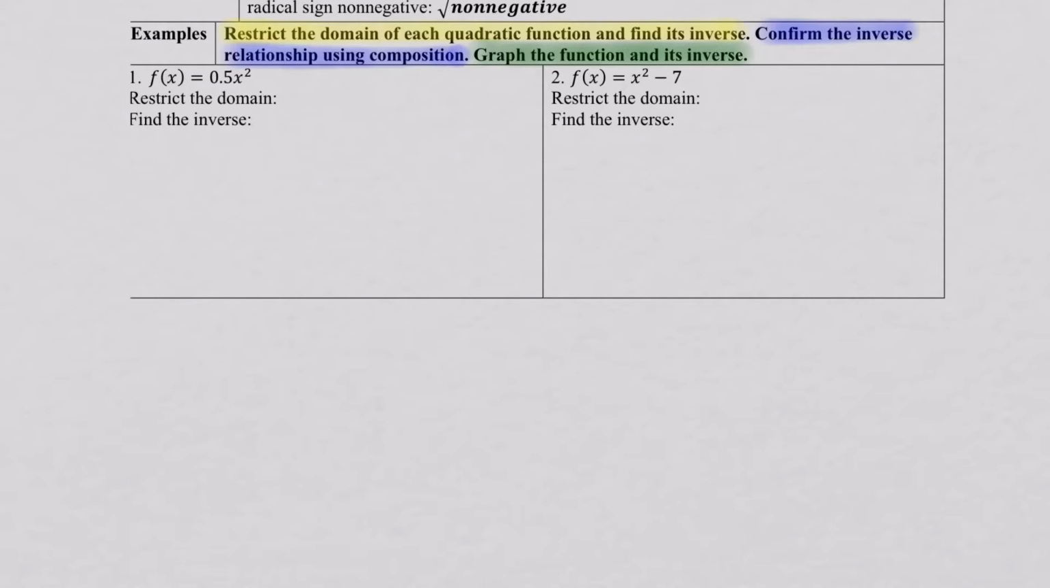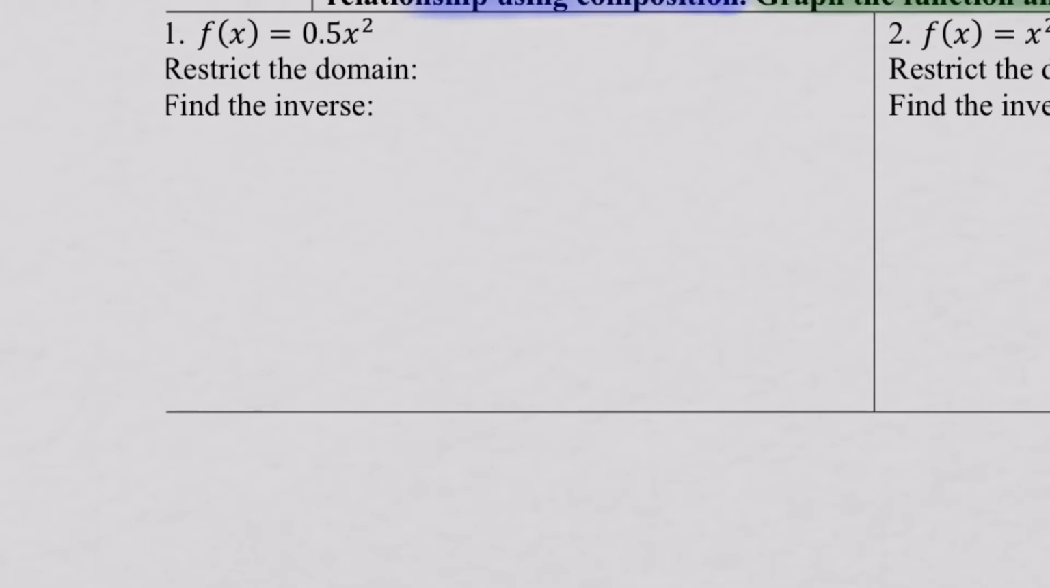We're going to start with number 1. It says f of x equals 0.5x squared. Restrict the domain, find the inverse. I want to explain in a little more detail how to restrict the domain, which I don't think I did in class because I was going kind of fast at the end of the period.